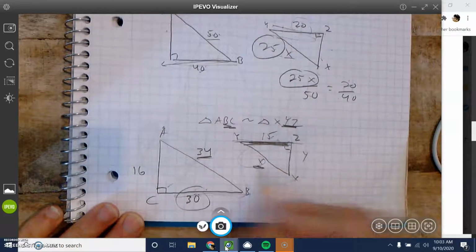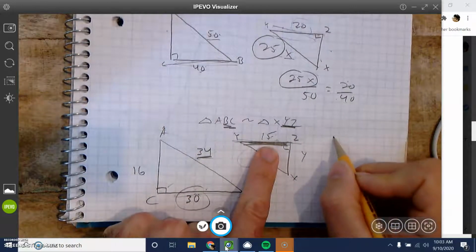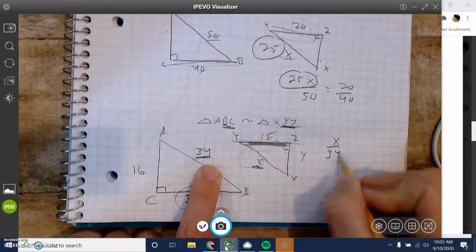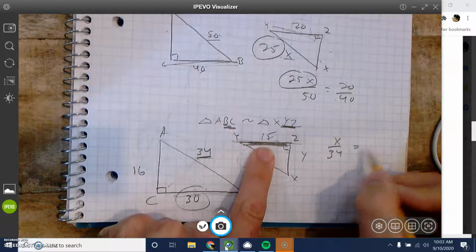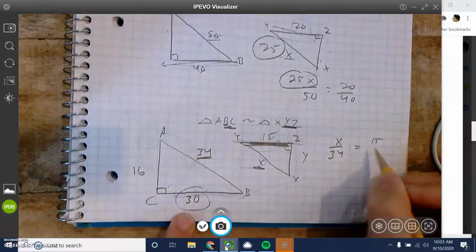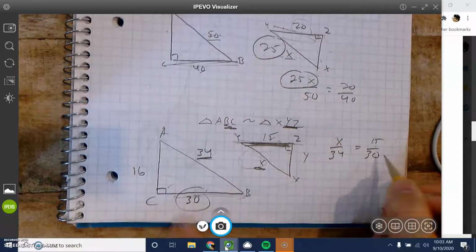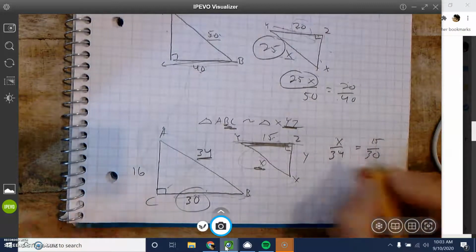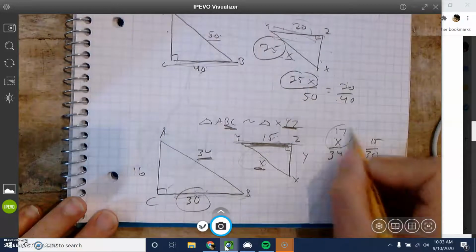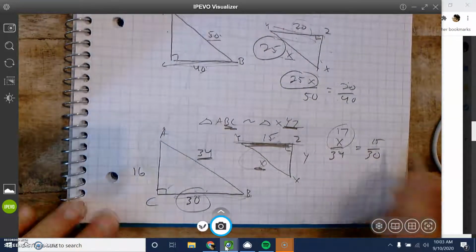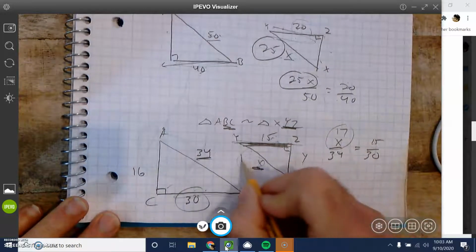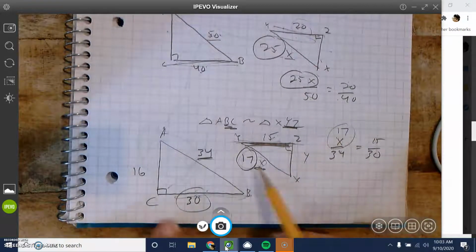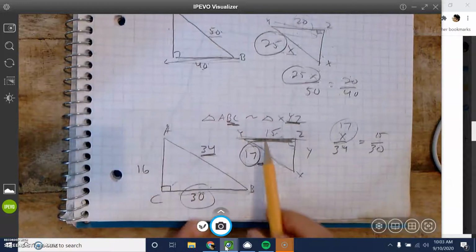So these two are also corresponding. So I'm going to start here. X to 34, and then bounce back here, 15 and 30. This is the same thing, right? This is a half, and so what's half of 34? That would be 17. You can cross multiply and divide, obviously. So this one is 17. Got it. Okay, so now I can use this ratio or this ratio.